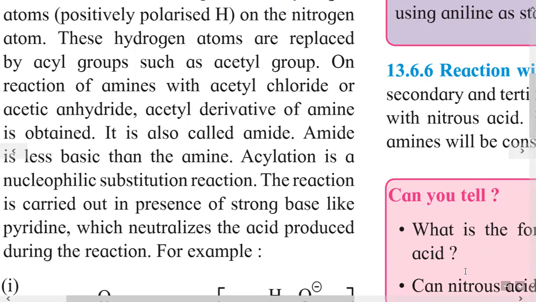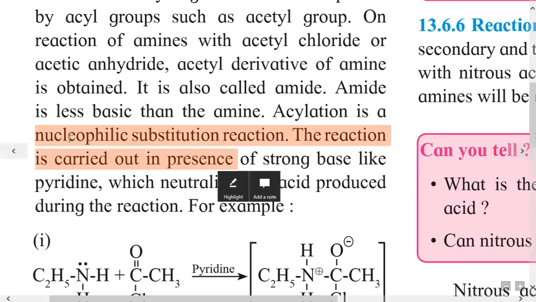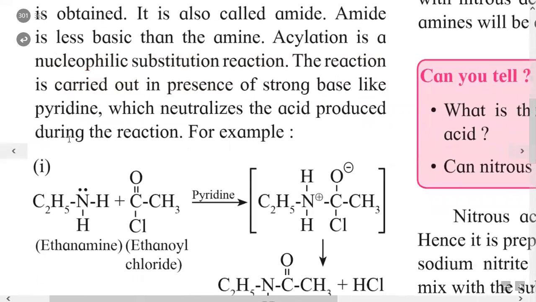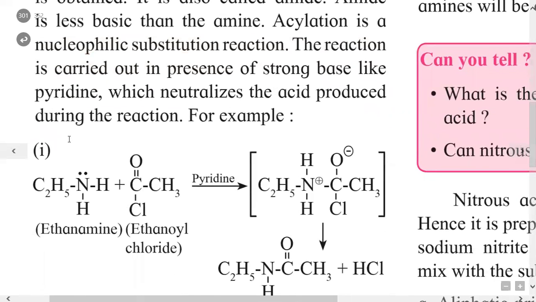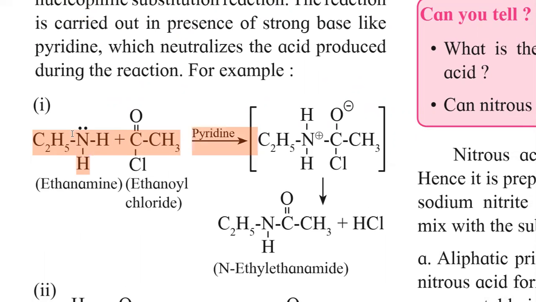It is also called amide formation, and amide is less basic than amine. Here acylation is a nucleophilic substitution reaction, that is an SN reaction. The reaction is carried out in the presence of a strong base like pyridine, which neutralizes the acid produced during the reaction. This is ethanamine, a primary amine, when treated with ethanoyl chloride, that is acetyl chloride, in the presence of a strong base like pyridine.